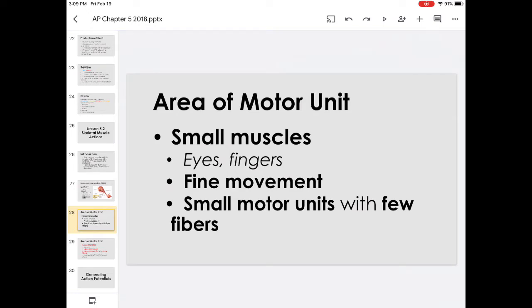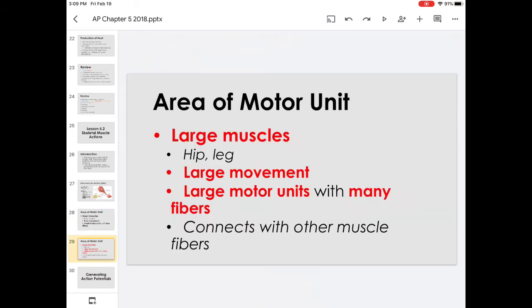Your motor unit can be small, and it can also be large. The smaller muscles are going to have smaller motor units, meaning smaller motor neurons and fewer muscle fibers that they stimulate to work. They control muscles in your body that make very fine movements. This can be your eyes and your fingers, things that are not going to make drastic movements, but that you use for picking up little things, texting, or things that don't require a lot of stimulation.